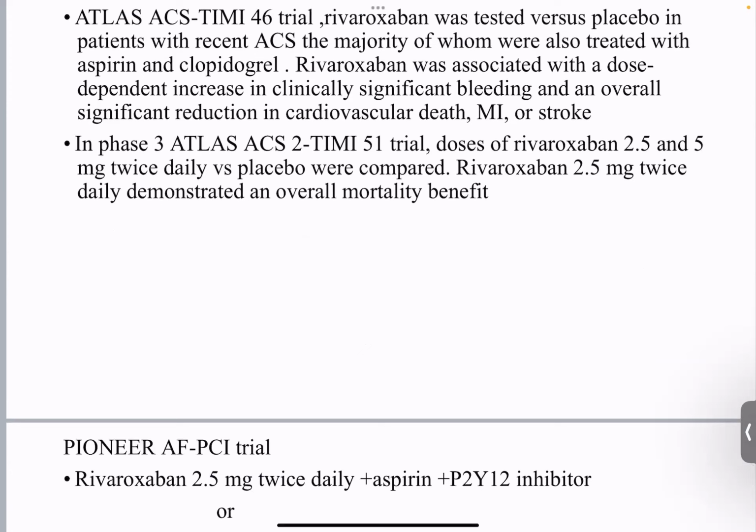Again, a similar study was done with rivaroxaban in ATLAS ACS TIMI 46 trial. Again, it has benefits in reducing the risk of strokes, as well as, on the other hand, it causes significant bleeding. But overall, rivaroxaban, when compared at different doses, rivaroxaban 2.5 mg twice daily demonstrated an overall mortality benefit. So it prevented stroke, and the risk of hemorrhage was also lower.